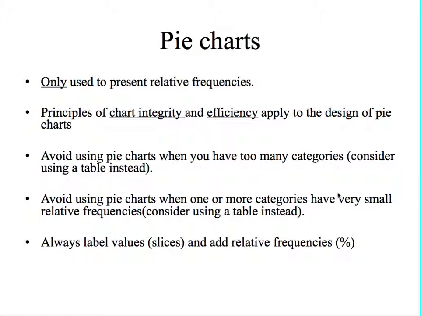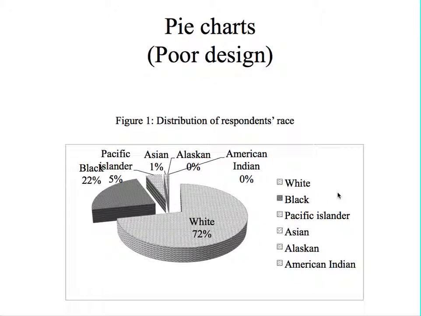Sometimes when frequencies are close, it's hard to tell from the size of the pie slice which one is bigger. So always label them correctly. I'm going to show you an example here that unfortunately happens too many times. It's far too common. You come by a chart like this. So this is a 3D pie chart, and its label is a distribution of respondents' race, and you have something like this.